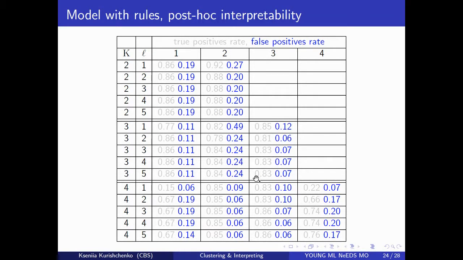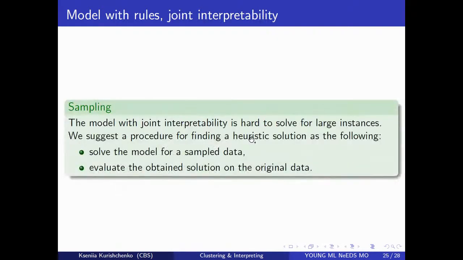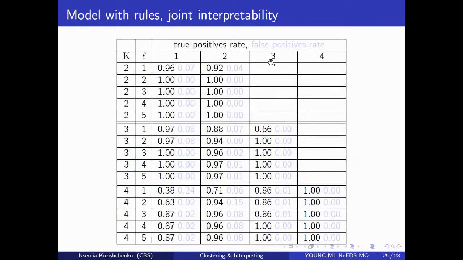Let me show you the results when we do clustering and interpretation simultaneously. So again, because the data is quite large for clustering, because it's hard to solve, we also do sampling as we did for the prototype model. And here are the results for the original data set. And as you can see now, our explanations are almost perfect everywhere.